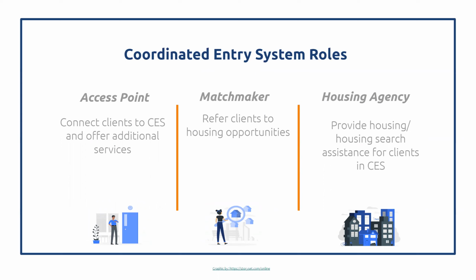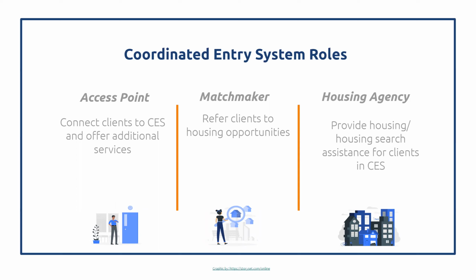CES roles. There are three main roles that work together within CES: the access point, the matchmaker, and the housing agency. The first role is the access point, which is an agency that connects the client to the coordinated entry system. The access point also provides additional assistance to the clients, such as case management, while the client is on the community queue. The second role is the matchmaker.